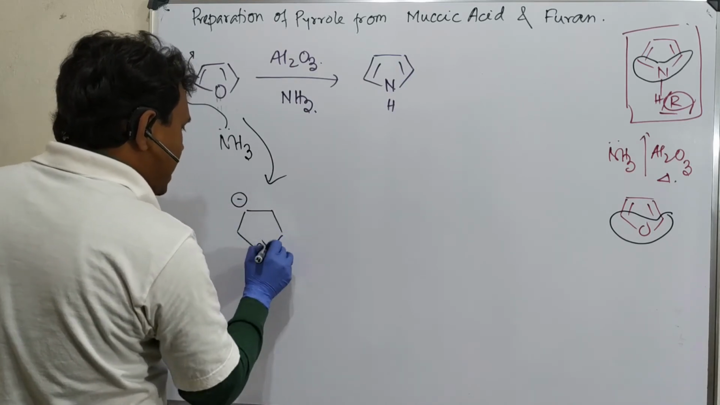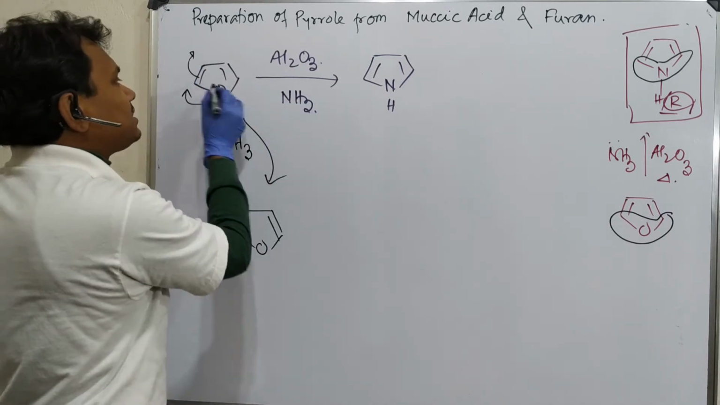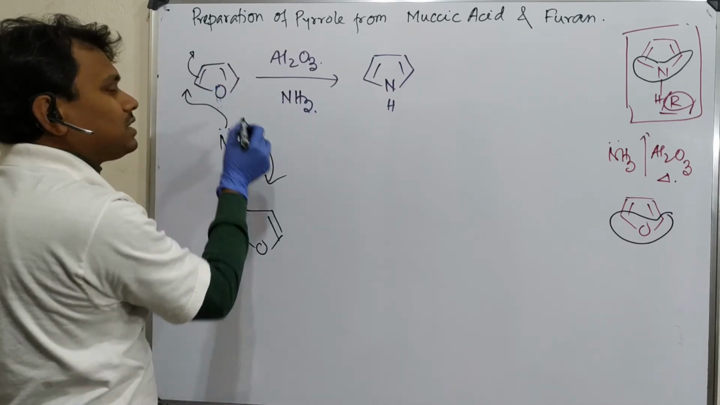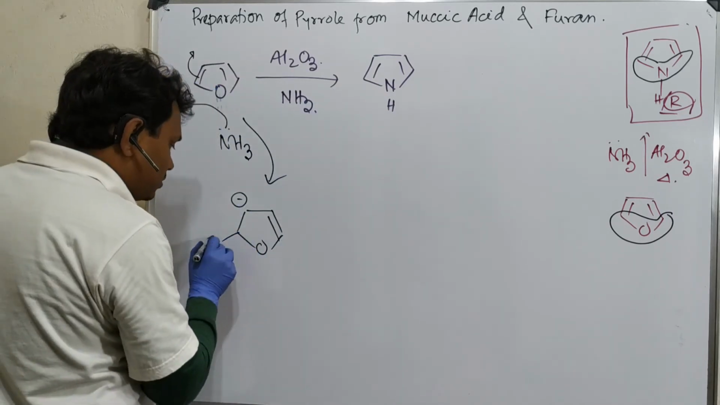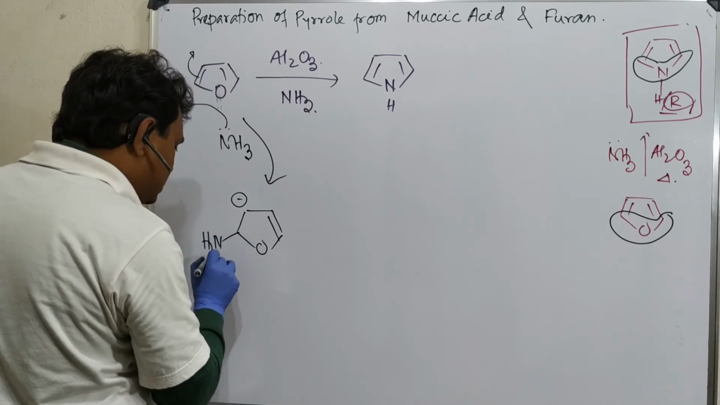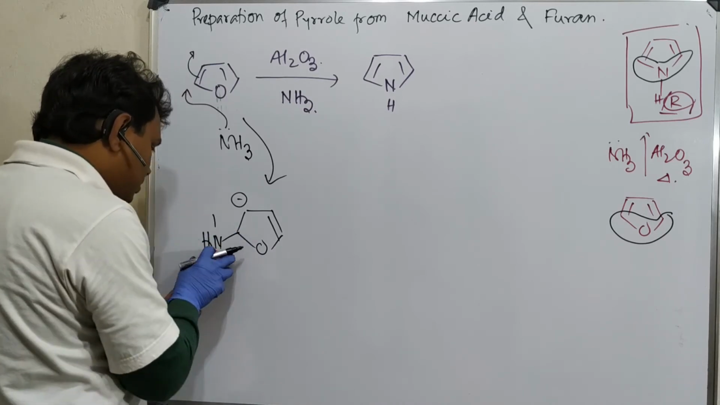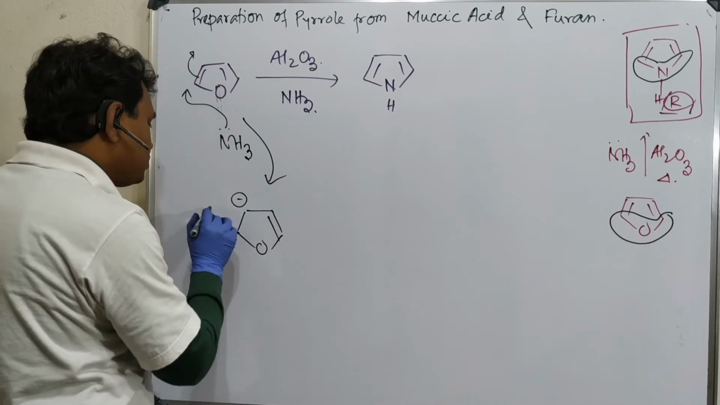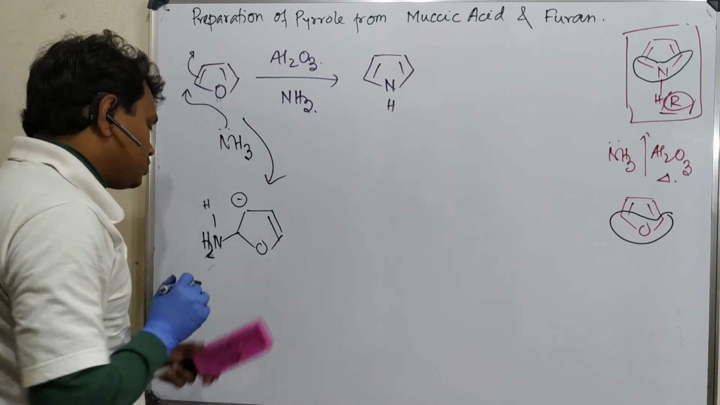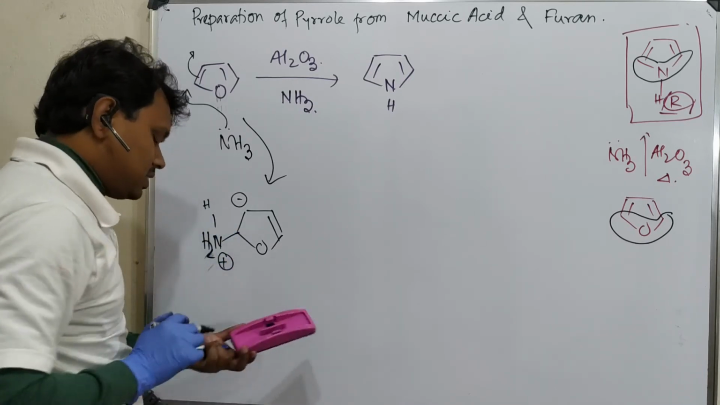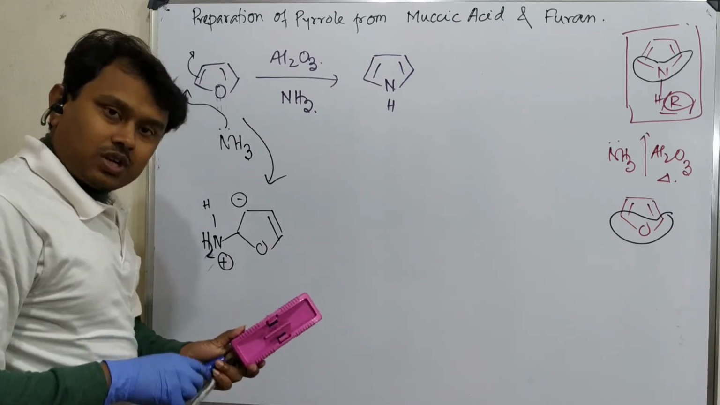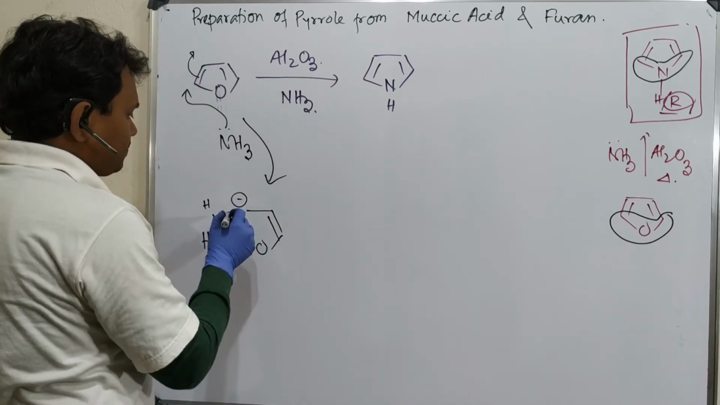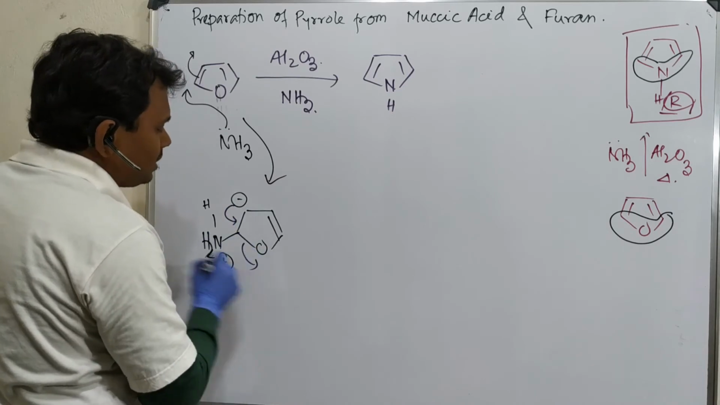This is actually furan, an allyl ether. See the double bond ether. This is NH2H. Fine. So what happens? Nitrogen having a positive charge. So in the second step, what is expected? It can come back and it can leave.